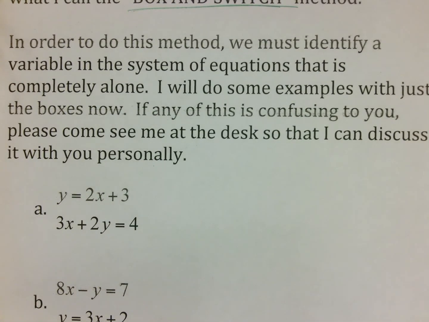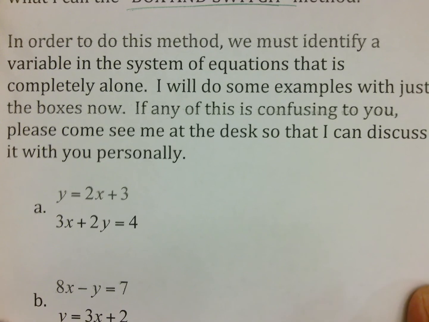I'm going to do some examples with just the boxes now, and if any of this is confusing, I tell you now to please come and see me at the desk so I can discuss it with you personally. Just write down these 2 questions on a piece of paper, bring your paper back, and I'll be glad to try to explain to you how it works.